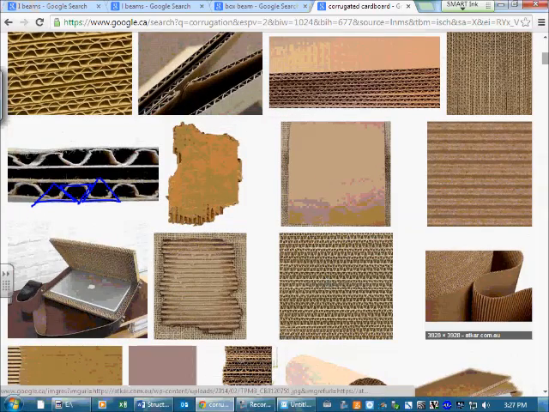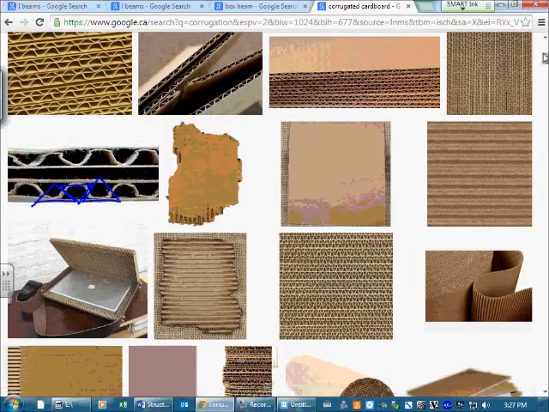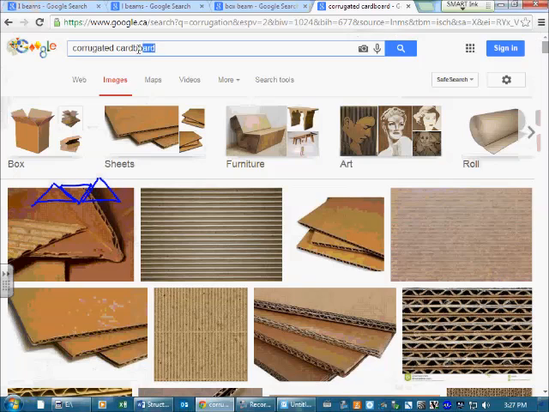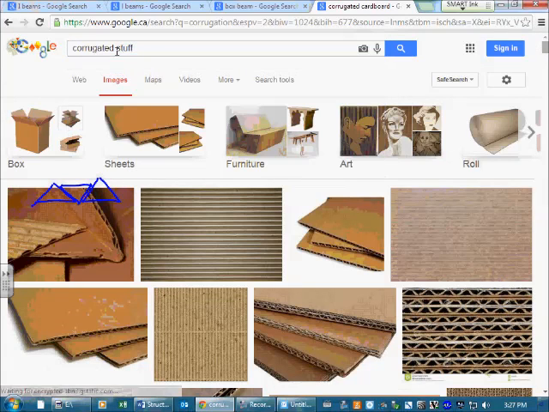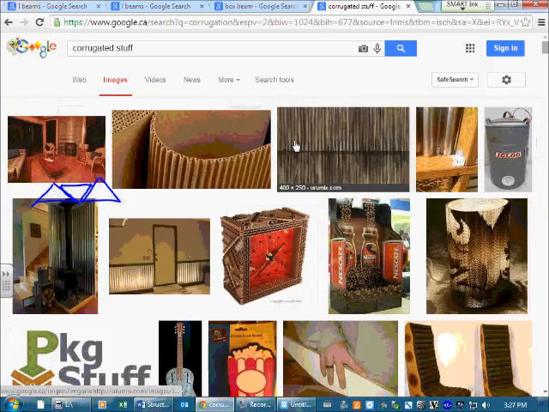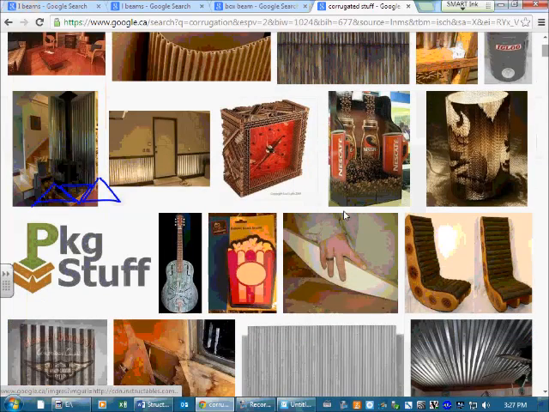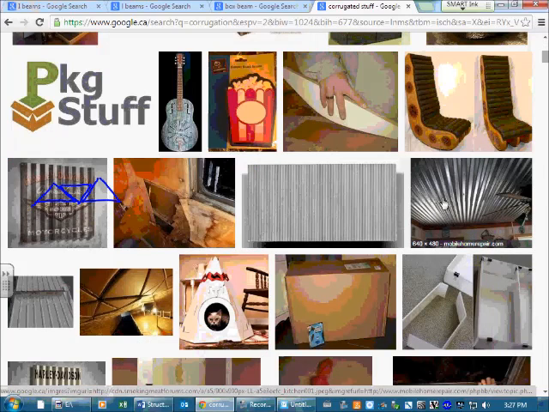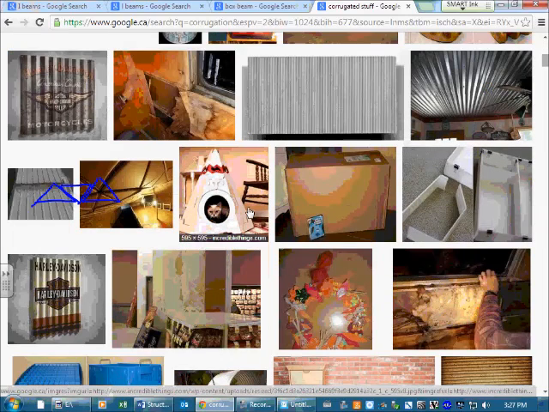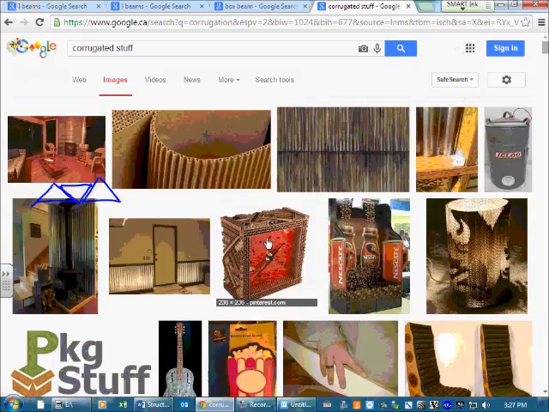Not all corrugations are cardboard though. If you take a look at, I'm just going to put in corrugated stuff. Okay, there's lots of things that are corrugated. I hope there's nothing inappropriate that pops up here. Okay, there's a chair. It's corrugated. That's weird. Okay, there's somebody's ceiling. These aren't really that great. There's a little decorative figure. Okay, these aren't that great. Let me find something else.